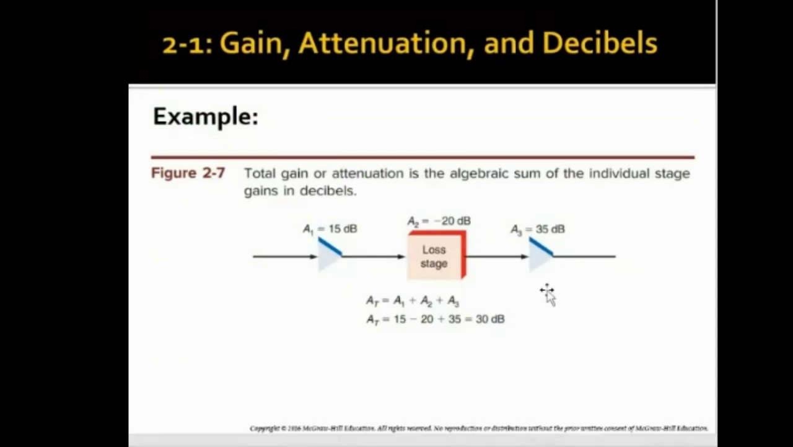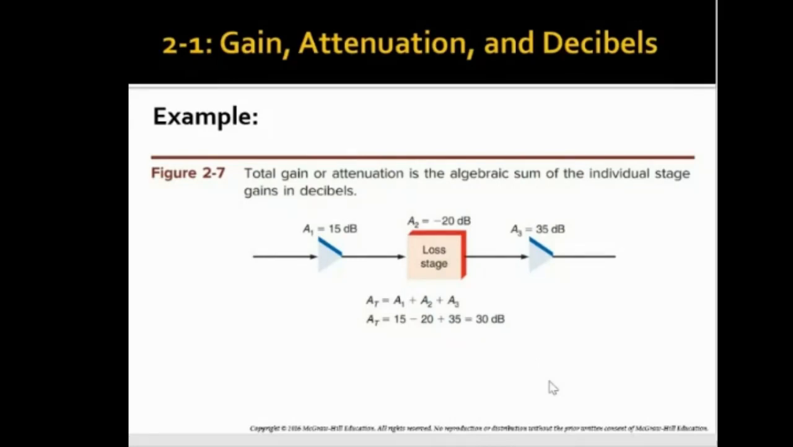Okay, one more example. The total gain or attenuation is the algebraic sum of the individual stage gains in decibels. So I have a gain of 15 dB. I have an attenuation of minus 20 dB. And I have another amplifier with a gain of 35 dB. So what is the total gain of the system in decibels?